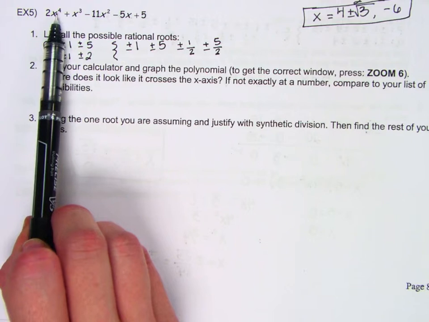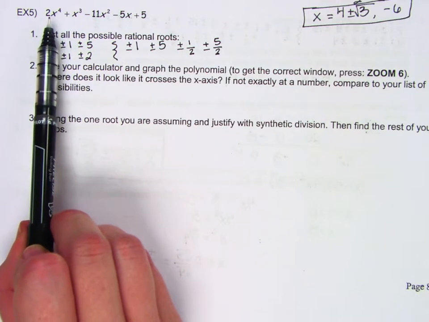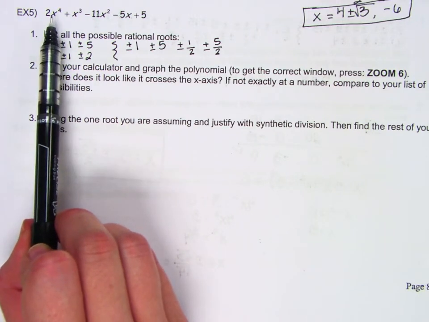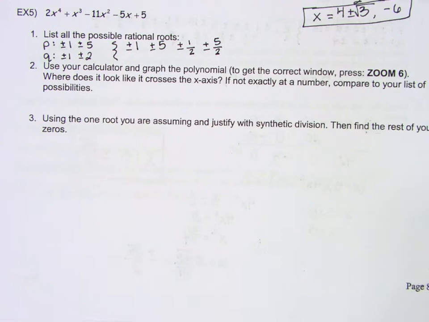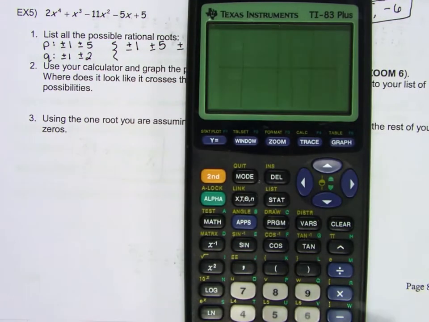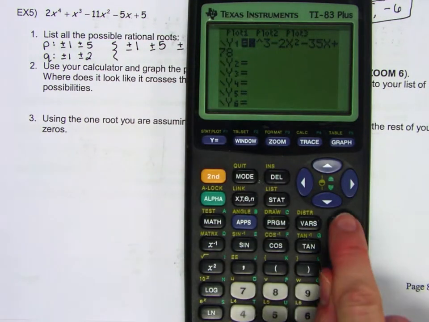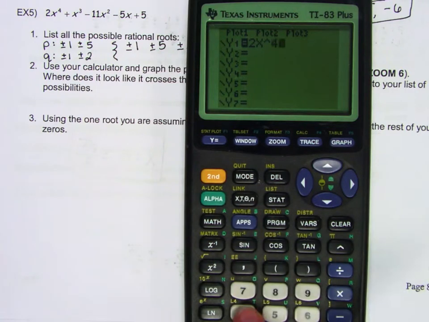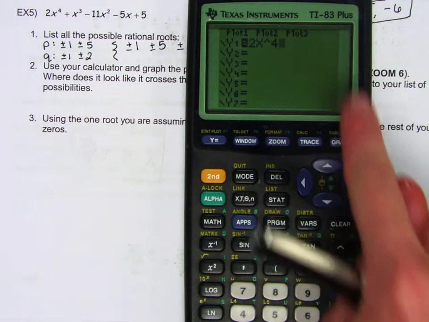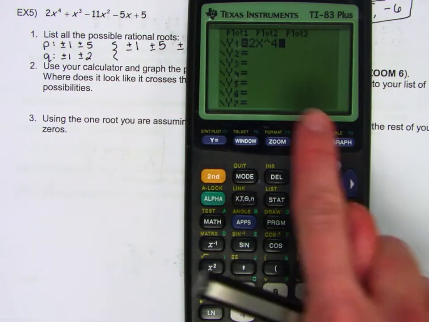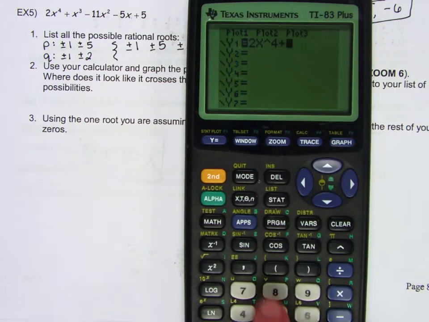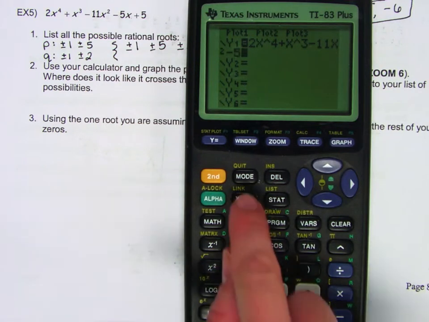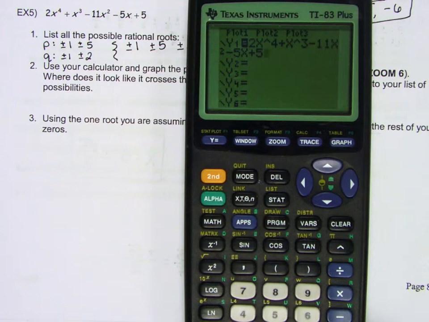The highest degree number, the total roots that we will have for this polynomial, is 4. So let's go ahead and pick up your graphing calculator again. Graph this out. You guys should be experts at this by now. 2x to the 4th. Remember, if you're using an 84, that you arrow out of the exponent. Plus x cubed minus 11x squared minus 5x plus 5.